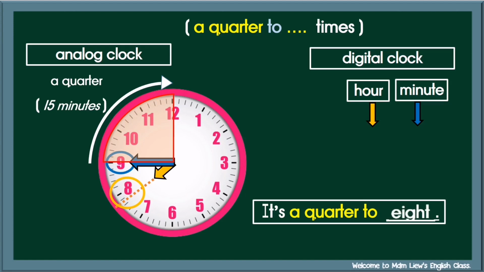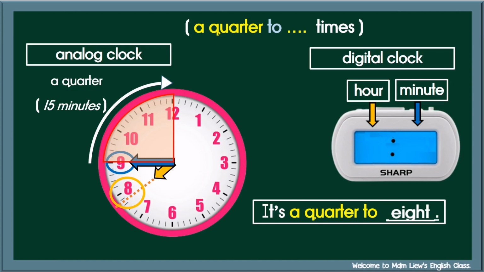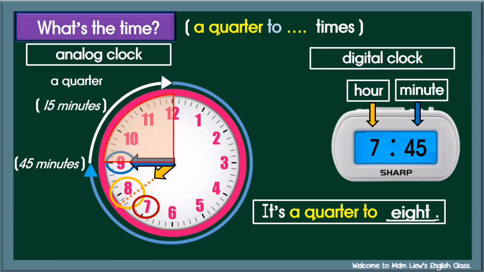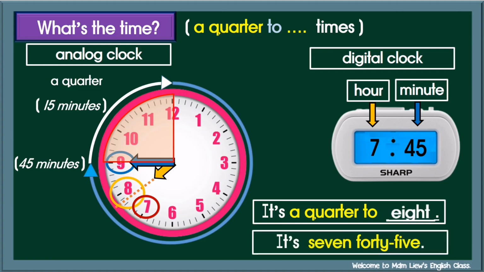Now, let's look at the time on the digital clock. When the minute hand points at number 9 on the analog clock, it means 45 minutes has passed the hour. On the digital clock, it will show 45 minutes. Now, the hour hand is almost at number 8, which means it has not reached number 8, but it has gone past number 7. On the digital clock, it will show 7 hours. So, what's the time? We can say it's a quarter to 8 or it's 7:45.